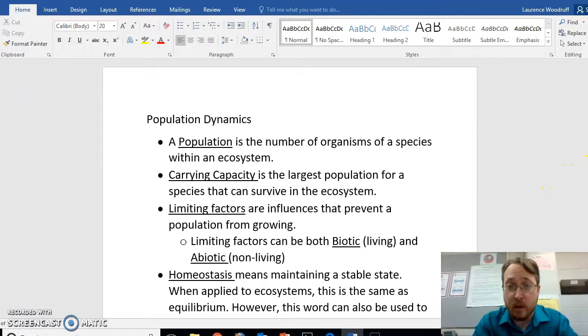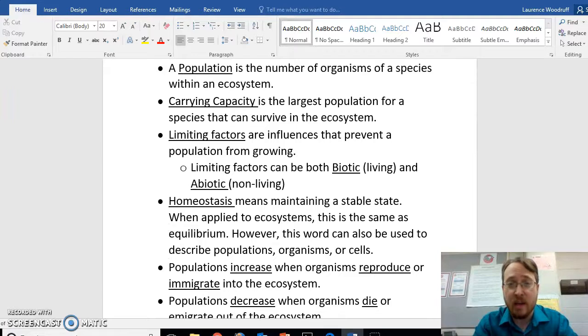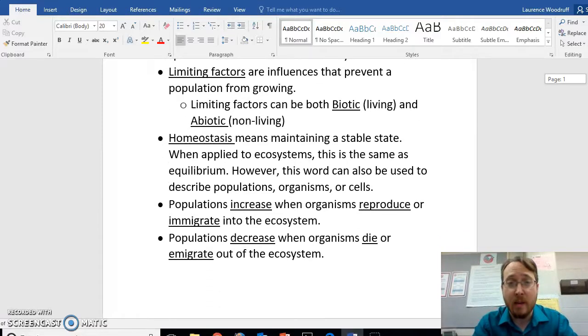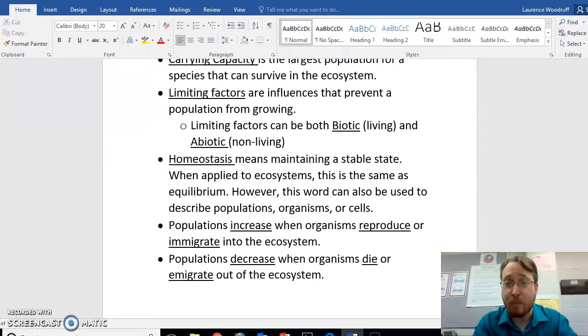A population is the number of organisms of a species living within an ecosystem. Carrying capacity is the largest population for a species that can survive in the ecosystem. Anything past that will die. Limiting factors are influences that prevent a population from growing, and they can be both biotic, living factors, or abiotic, non-living factors. Homeostasis means maintaining a stable state. When applied to ecosystems, it's basically the same as equilibrium. However, it can also be used to describe populations, organisms, or cells.